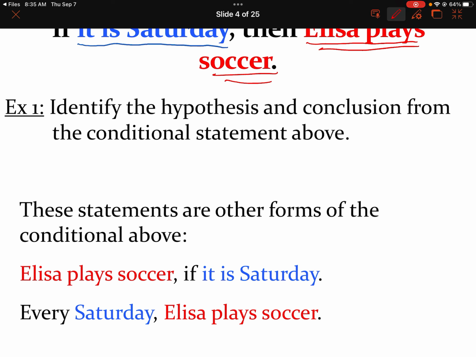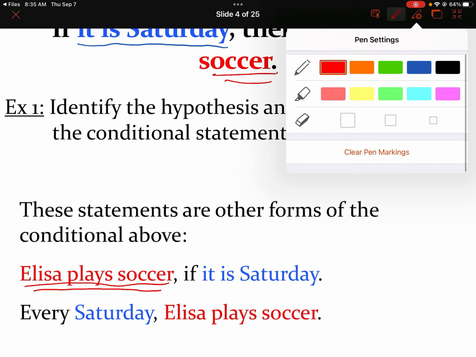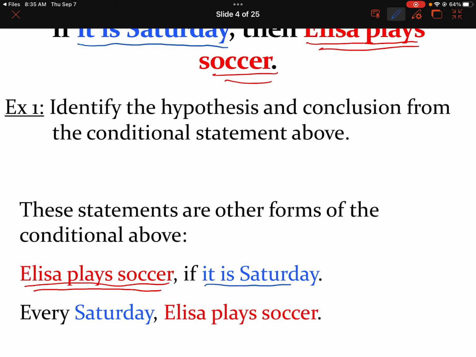Every once in a while, you're going to see this same statement written a different way. So these statements are other forms of the conditional above. Alyssa plays soccer if it is Saturday. Notice how the hypothesis in this statement is at the end of the statement, but it's still after the word if.